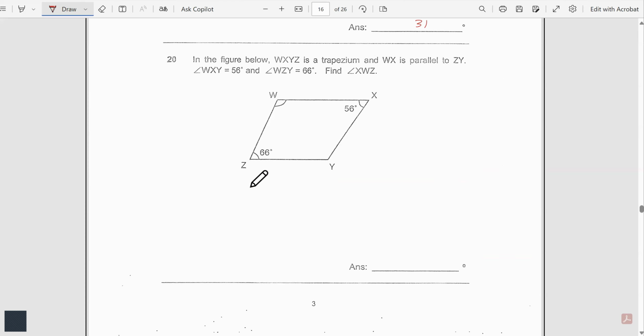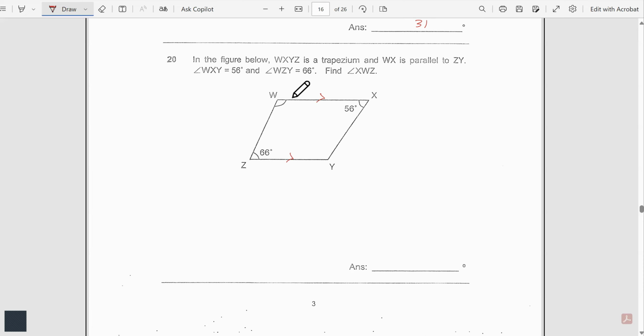Next, in the figure below, we have a trapezium, and WX is parallel to ZY. So this is parallel. Then we have 56 degrees, 66 degrees. Find angle XWZ, which is this angle marked out. Okay, so if you have parallel lines, one of the properties you can use is your interior angles. So angles between parallel lines give you 180. So don't choose the wrong angle to calculate, okay?